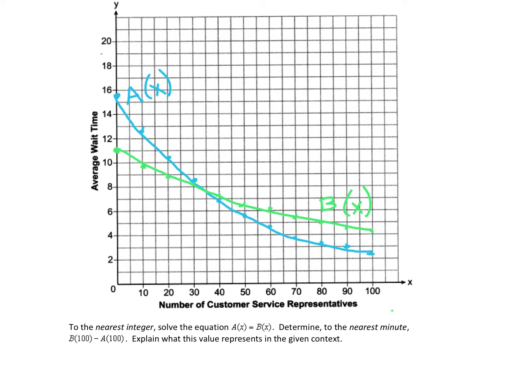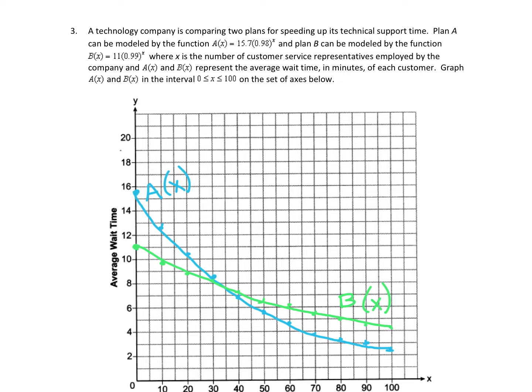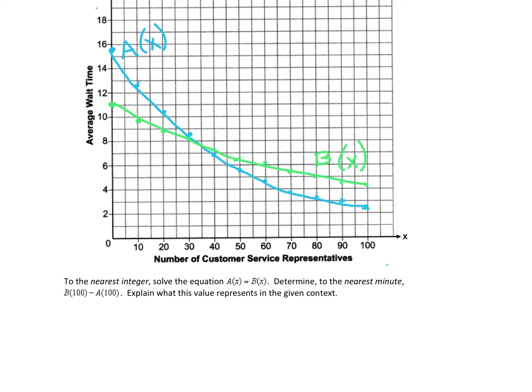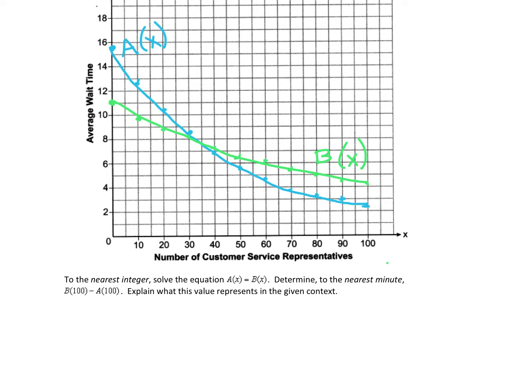Notice I labeled, and I did not use arrows, okay? Please don't use arrows because they say here to graph in this interval only. They don't want you to graph outside of it, and the arrows would imply that you would keep going outside of it.